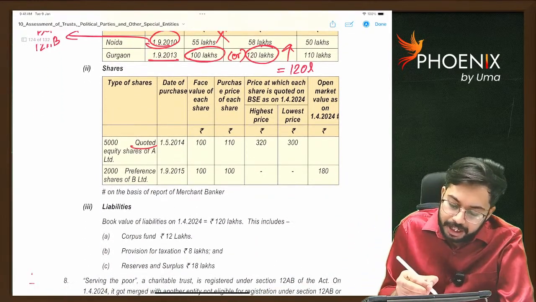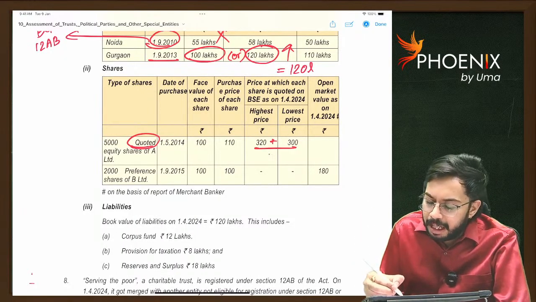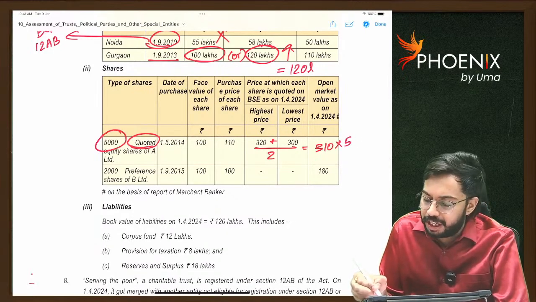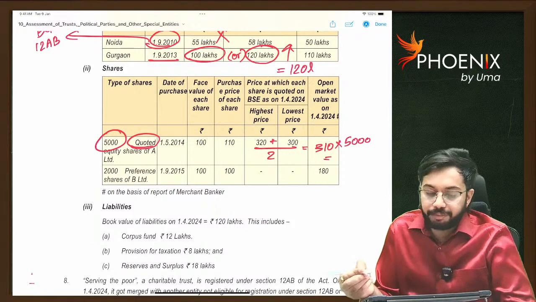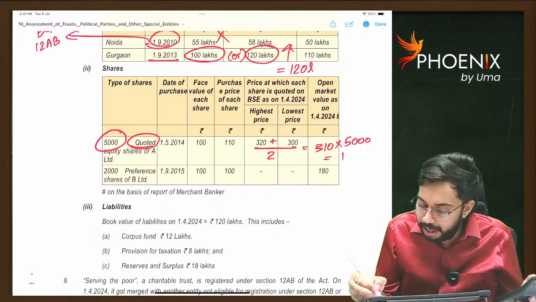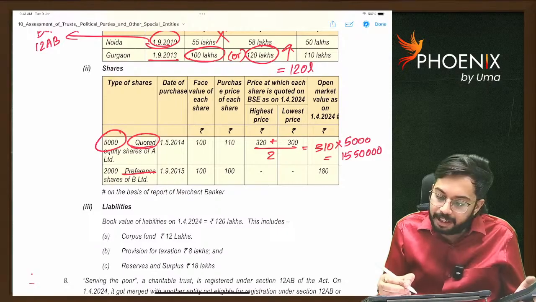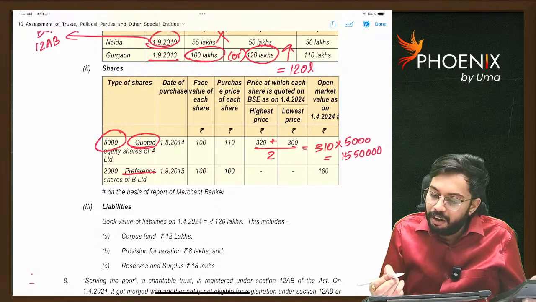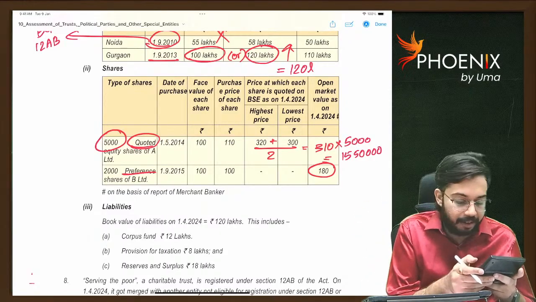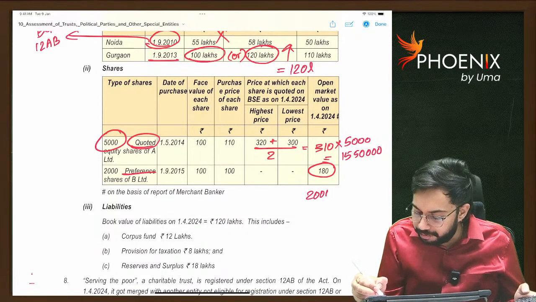Shares, quoted shares. For quoted shares, you need to consider the average price. 320 plus 300 divided by 2, 310 per share, into 5000 shares. How much? 5000 into 310, 15 lakh 50,000. Next, 2000 preference shares. What do you need to consider? Fair market value. For any other asset, you will consider fair market value. 2000 into 180, 3,60,000.